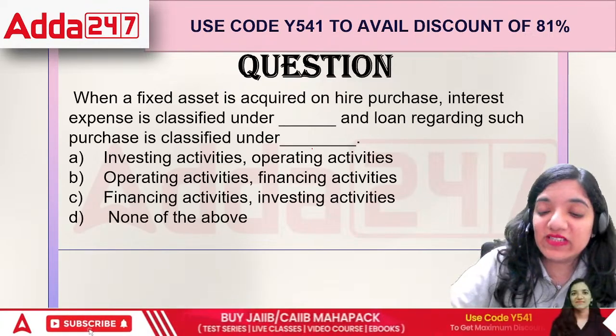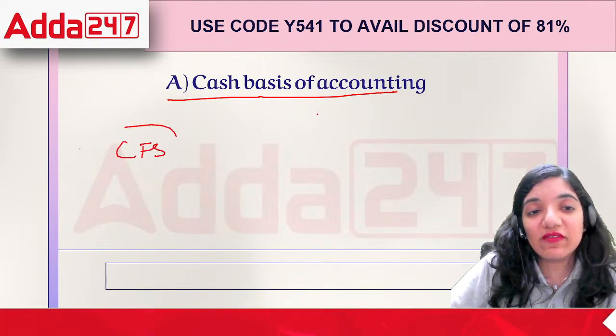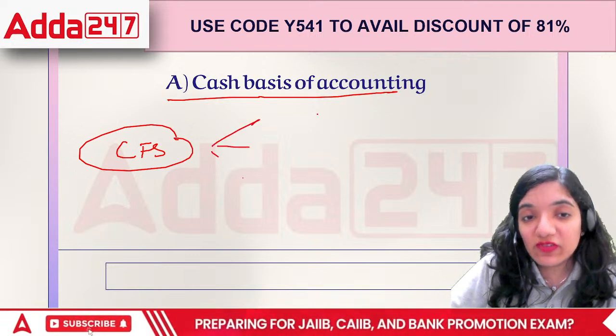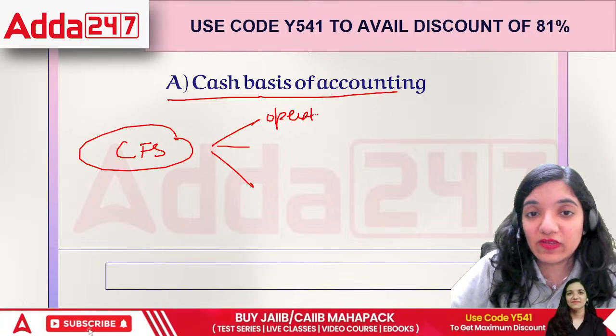Okay, before I proceed further, let's talk about a few basics of cash flow statement. In terms of CFS, we have three levels. The first level of CFS is operating activities.